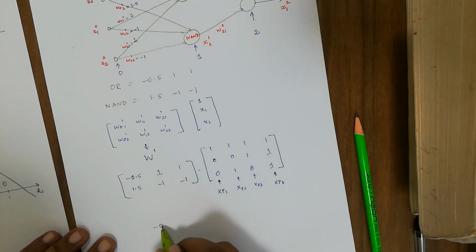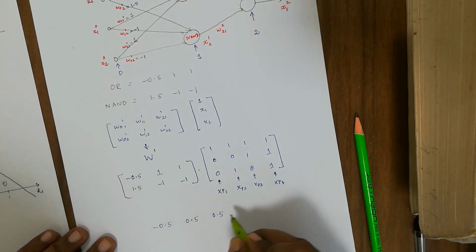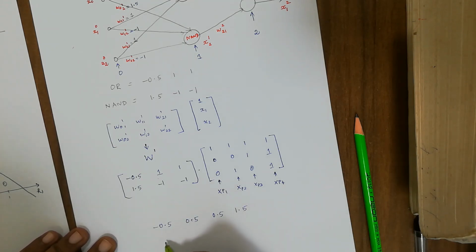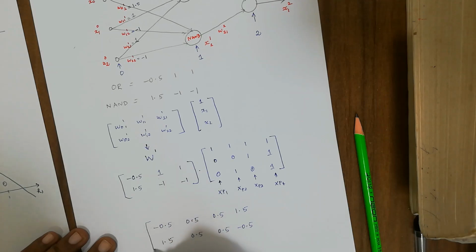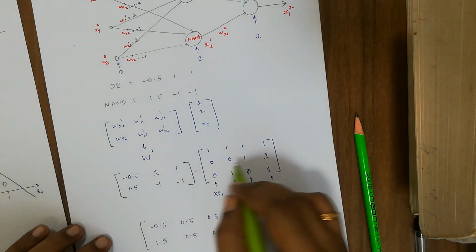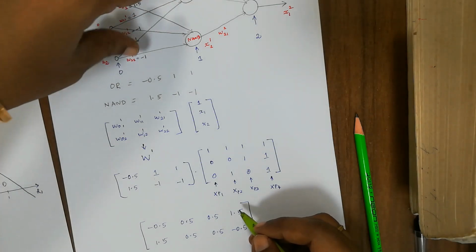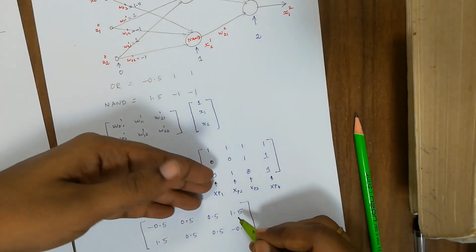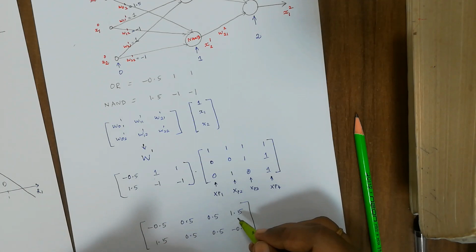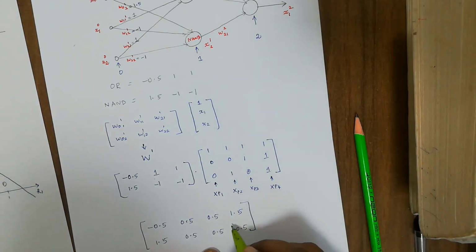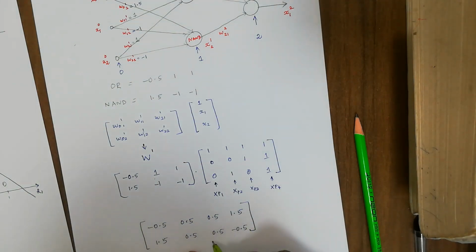What we may obtain is something like this: 0.5, 0.5, and then 1.5, then 1.5, 0.5, 0.5, and then minus 0.5. Now this is after taking the summation. What you are doing is the linear combination. That linear combination is the same as putting it in matrix form and taking the dot product. That will result in something like this. This is the result of the adder unit.